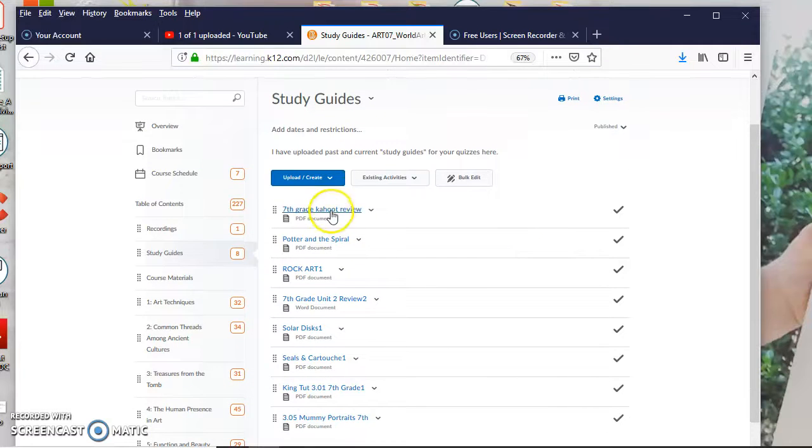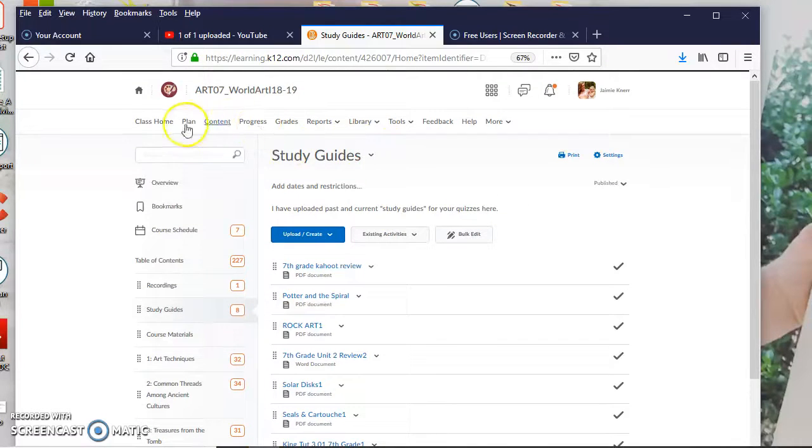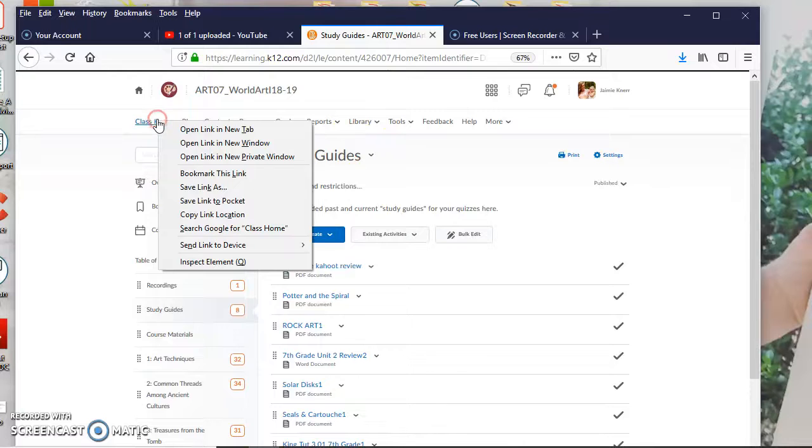So there's the Unit 1. There's the Rock Art study guide. There's the Unit 2 review. There's one for Solar Disc, Seals and Cartouches, King Tut from this unit, and Mummy Portraits from this unit. Okay. All right. Let's go back to class home.